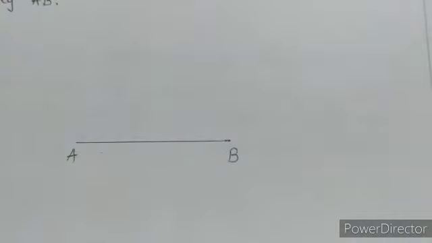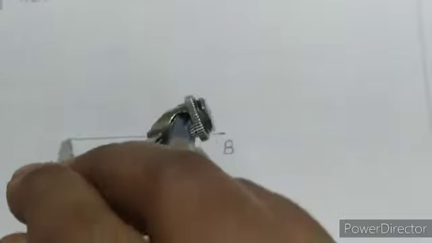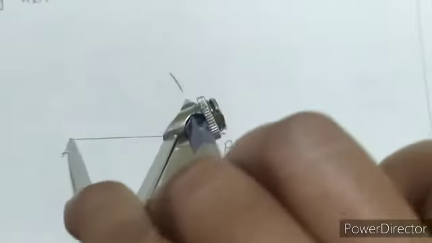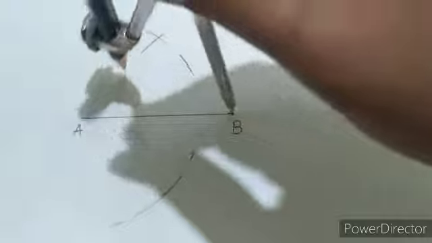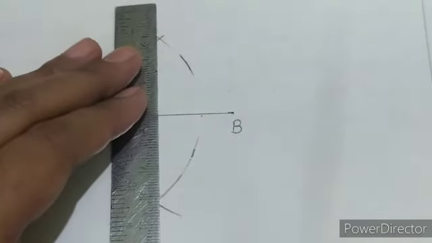and draw the perpendicular bisector. Label it A and B. Take more than half the distance, then draw arcs on both the sides. Keeping the same distance, draw another arc from endpoint B, which will intersect the previous one. Now draw a line passing through these two points of intersection.